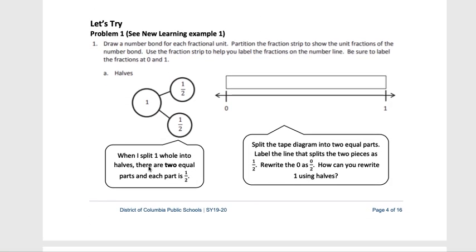So I would like for you guys to go ahead and, when you get to these problems, reference back to those 2 examples. The instructions are going to be basically the same. So I would like for you guys to really practice for problem 1, how to break this apart into halves and labeling your fraction strip and number line in halves.